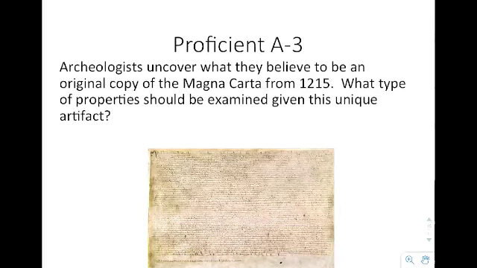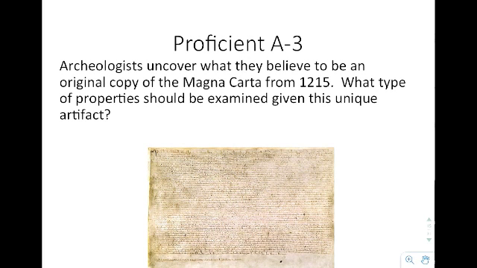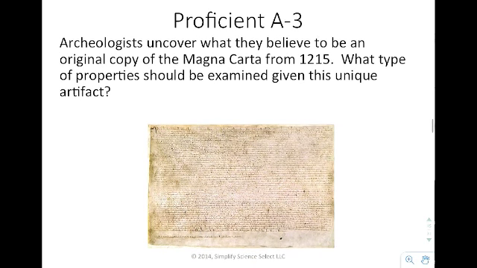Next, it says archaeologists uncover what they believe to be an original copy of the Magna Carta from 1215. What type of properties should be examined given this unique artifact? So, if you're looking at the physical properties of this thing, you want to measure how it is independent of something else. You don't want to take, let's say, acid and pour the acid on the paper to see what it does. So you really want to examine the physical properties.